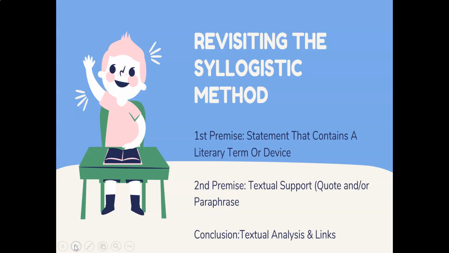So here's what it looks like for the purposes of performing literary analysis. This is the template. The first premise is going to be a statement that contains a literary term or device. The second premise is going to be textual support, and I always tell my students to teeter-totter balance the quoting and the paraphrasing. And the conclusion is going to be the textual analysis. I tell my students the first premise is a promise. So in the conclusion of the syllogistic body paragraph, you go back and shake hands with that promise and say, haha, I fulfilled my promise. And in doing that, you're going to have little echoes to the thesis.